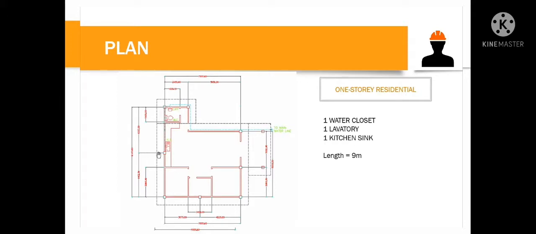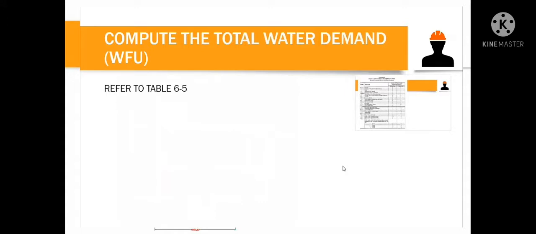Now, if you measure the length of our pipe from the water main to the remote fixture, which is the kitchen sink, manually, we have approximately 9 meters of pipe. We will be using this length because it is also one of the considerations in designing our pipe. Now, we can compute the water demand in our building by referring to Table 6-5.